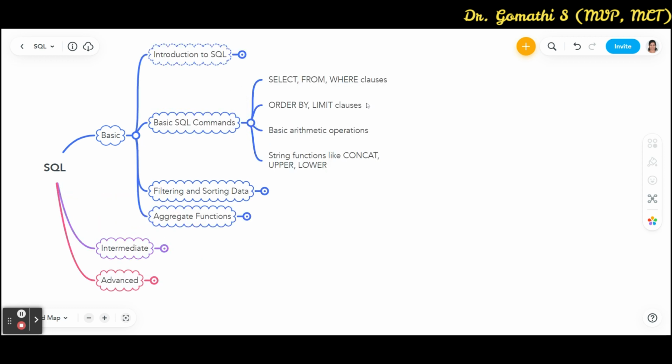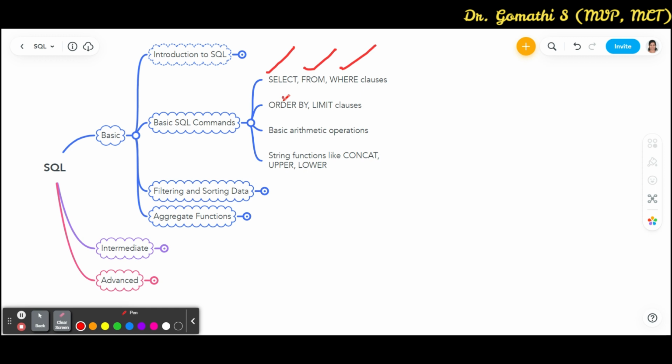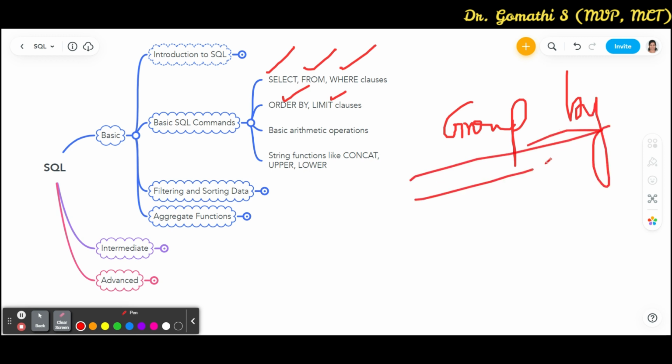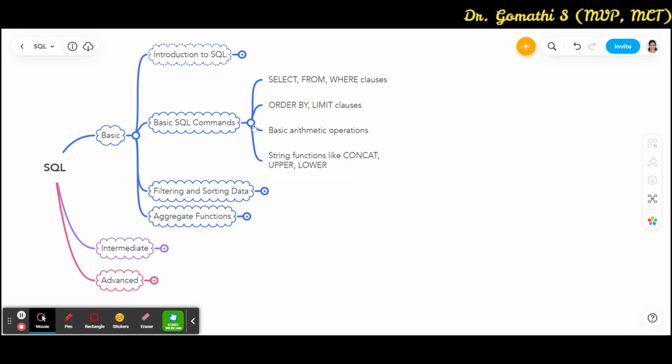And basic commands, like you should know what is a select clause. We call these clauses: select, from, where, order by, limit, group by. Group by is basically used with aggregate functions. So the group by clause, basic arithmetic operations, and how to use string functions like concat, upper, lower, etc. These are all the basic things which we'll be learning.